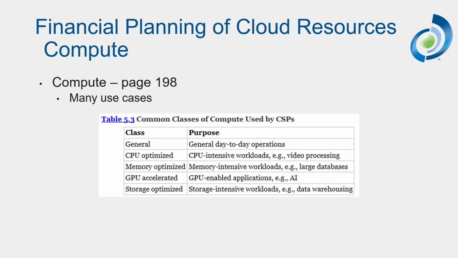And then the next one we're going to talk about here is compute. So lots and lots of test cases on compute. There are different classes of compute. We have our general type, which is good for day-to-day operations. CPU optimized, for CPU intensive workloads like video processing. Memory optimized, for more intensive workloads like large databases. GPU accelerated, for GPU-enabled applications like AI, and then storage optimized for storage intensive workloads like data warehousing and such.